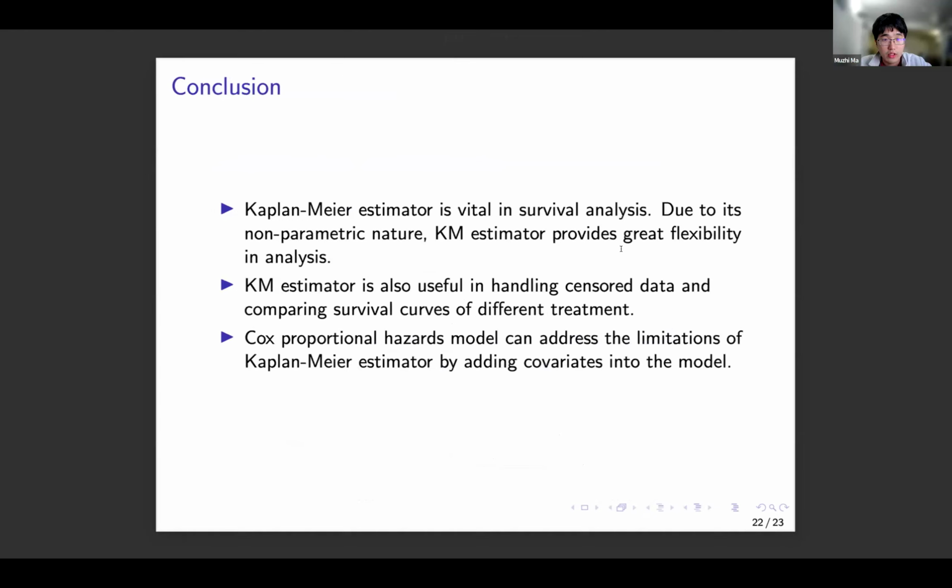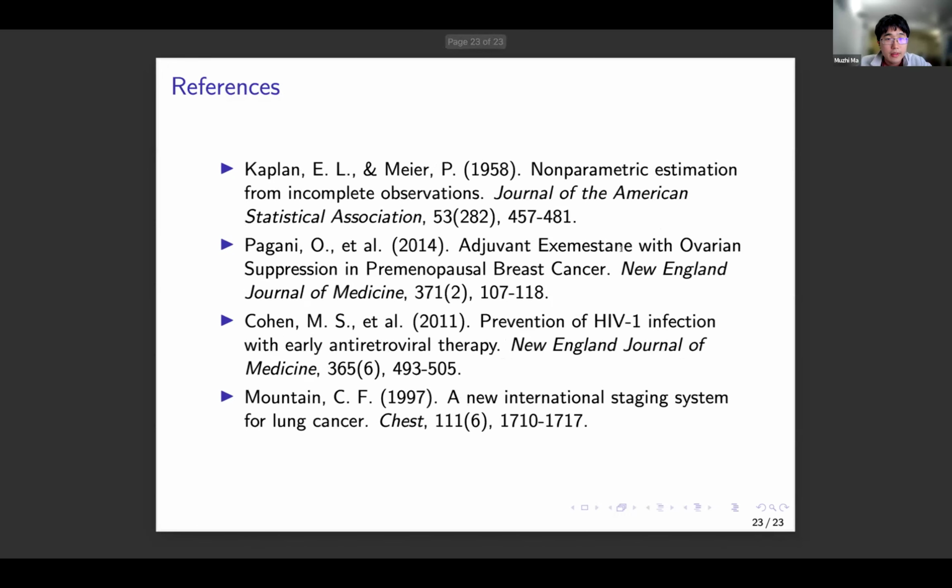So first we discussed the Kaplan-Meier estimator. Due to its non-parametric nature, the KM estimator provides great flexibility in analysis. And also the KM estimator is useful in handling censored data and comparing survival curves. And finally, we introduced the Cox proportional hazard model, which can address the limitations of the KM estimator by adding covariates into the model. So that's it for our presentation. Thank you.